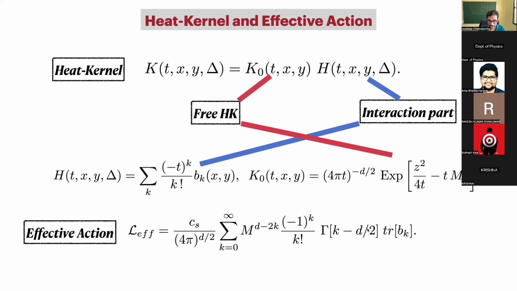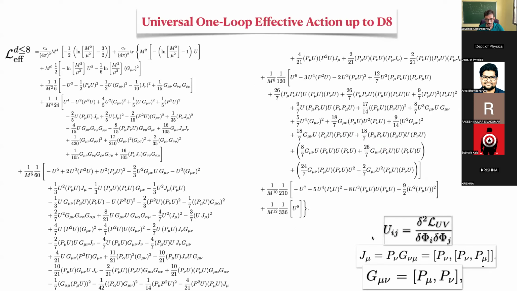And once you calculate those B's, in particular B1, B2, B3, B4, and so on, then you plug them back in there. And now you can see how complicated the B structure actually is. Okay, so this is the full one-loop effective action after dimension 8.